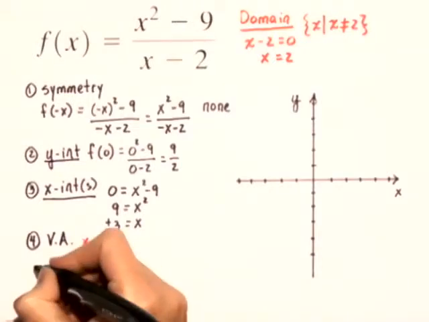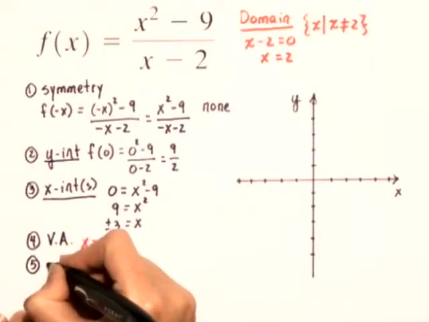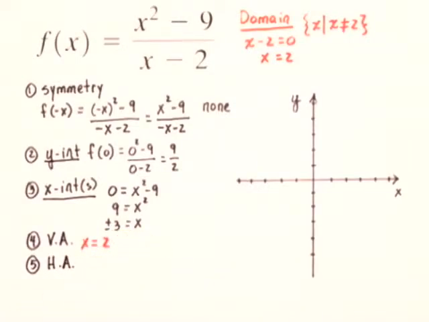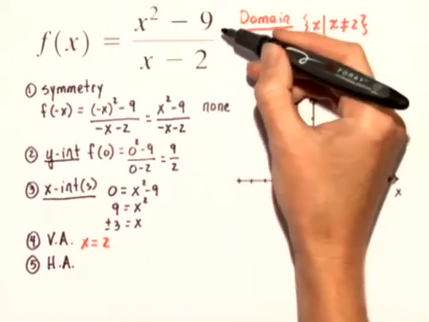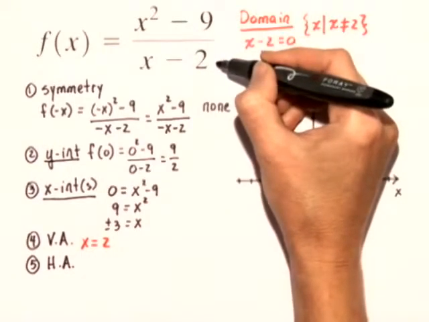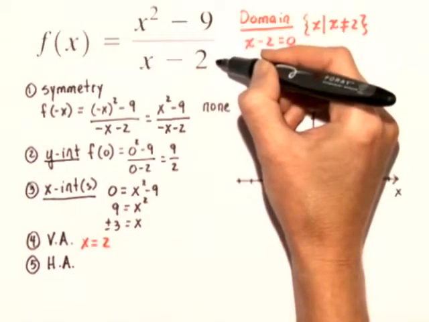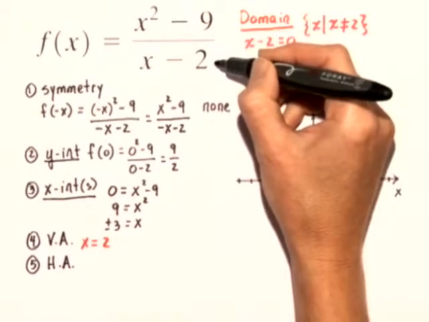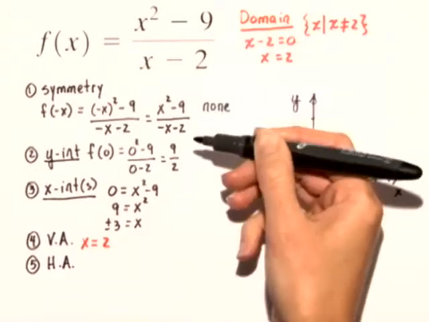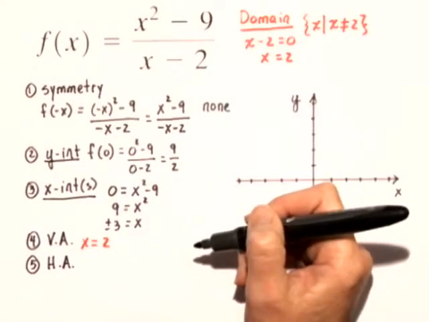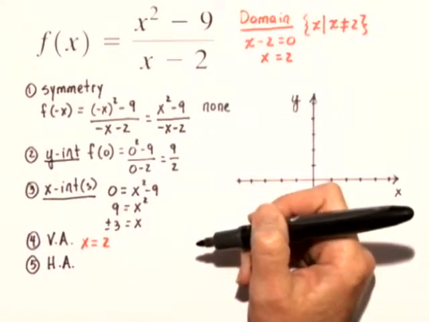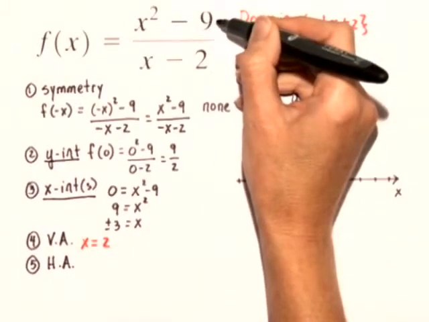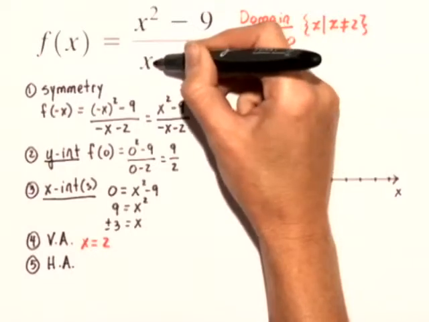Now in step 5, we want to see whether or not we have a horizontal asymptote. We find a horizontal asymptote by comparing the degree of the numerator to the degree of the denominator. We have three possible cases. If the degree of the numerator is less than the degree of the denominator, then we just have the x-axis or the line y equals 0 as a horizontal asymptote. That's not the case here. The degree of the numerator is 2, the degree of the denominator is 1.